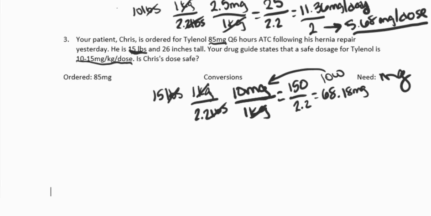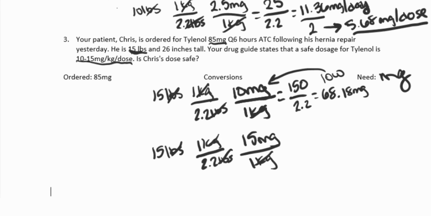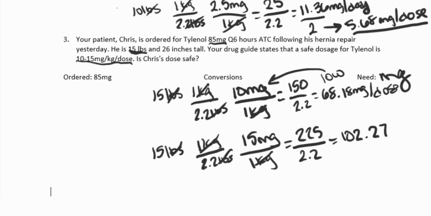Now let's go ahead and get our high dose. So we're going to do the same thing except with 15 milligrams. So 15 pounds, and we're going to get it to kilograms, so 1 kilogram over 2.2 pounds. We're able to cross off our pounds here. Then we need 15 milligrams per kilogram to check our high end. So we're going to do 15 milligrams over 1 kilogram. Cross off our kilograms here, so 15 times 15, it's going to be 225 divided by 2.2 equals 102.27.